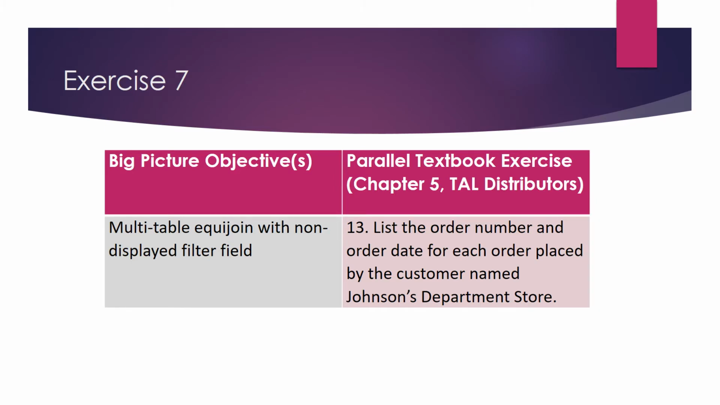Exercise 7 develops a multi-table equi-join with a filter field, which is not used in the displayed fields. This is intended to disabuse students of the notion that the filter criteria has to be part of the displayed fields.